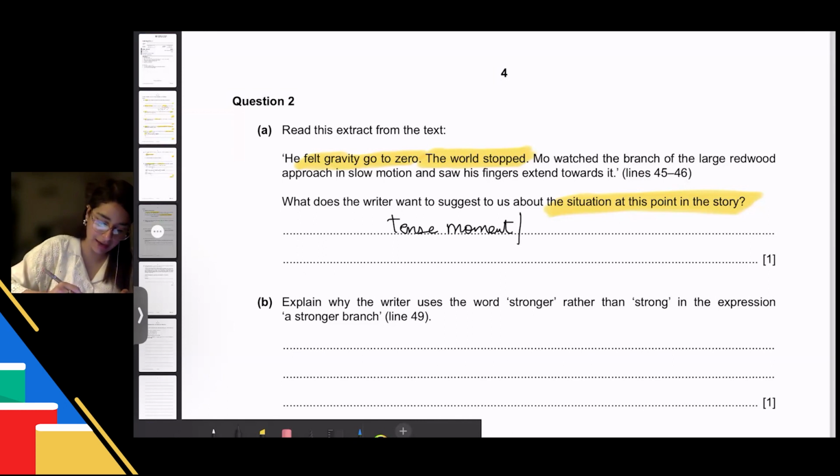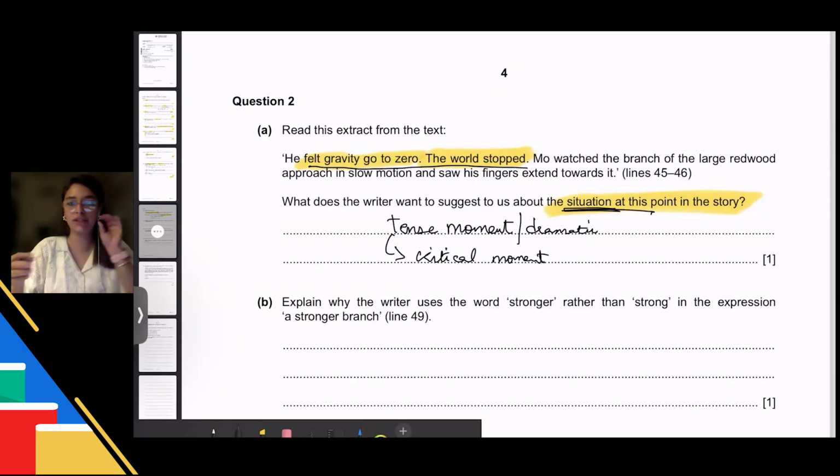If we highlight the way this tense moment is spoken of, we can also say that it's very dramatic for him. We can also highlight how it's a very critical moment, if that's a word that comes to mind. So basically, the idea here is the situation at this point. Just this particular moment, not the entire passage, not the overall situation, but just this particular point in the story. So it's a 1 mark question, so one phrase should cut it.